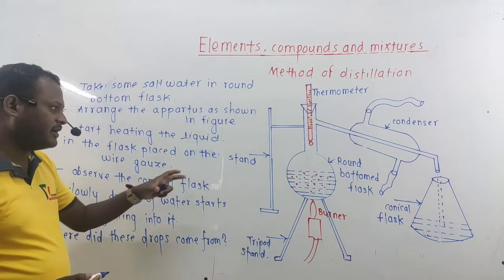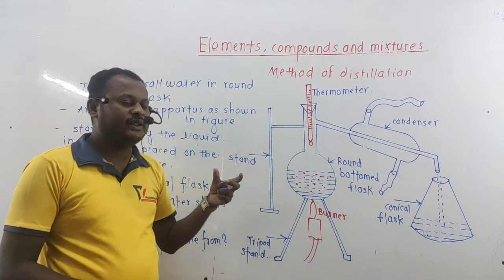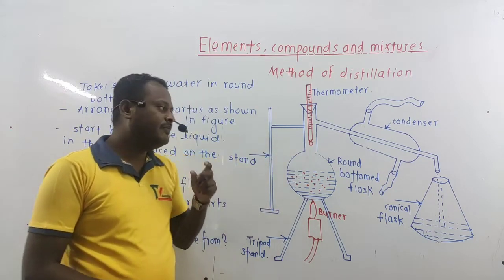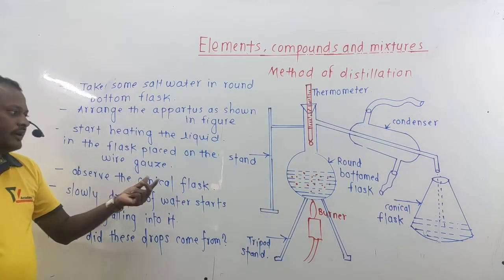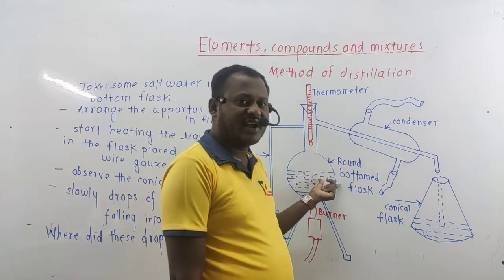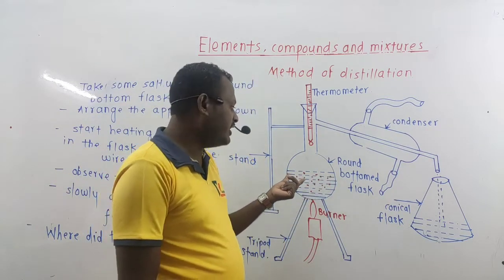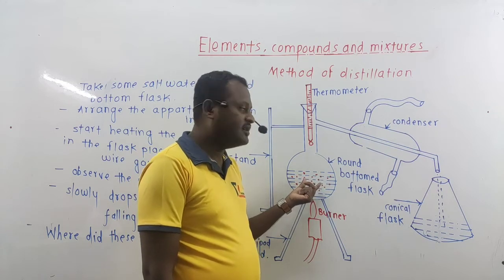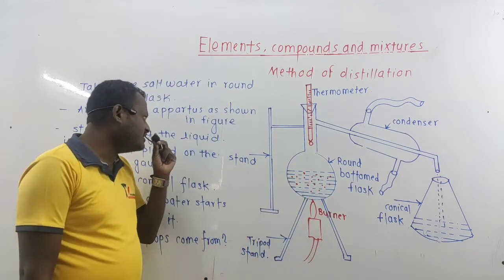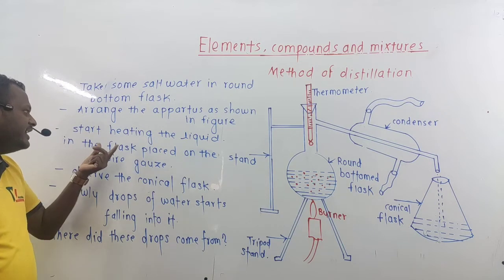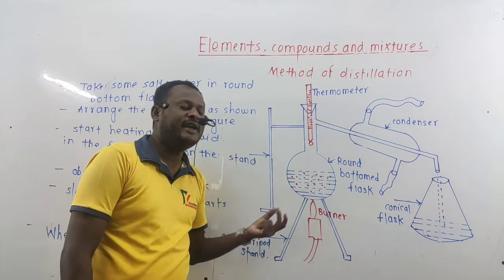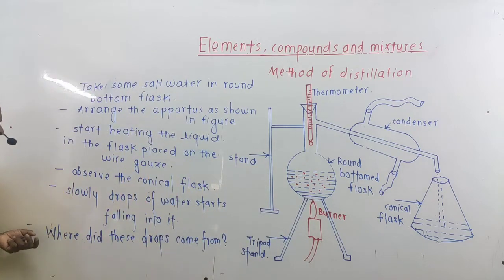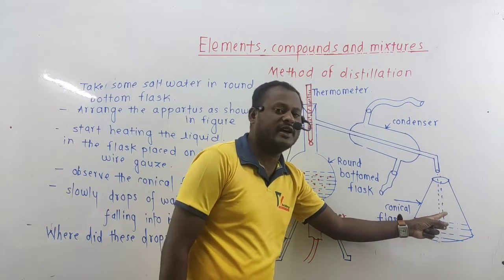तर यामध्ये आपल्याला पाहायचं आहे की जसं सेटअप केलेलं आहे या ठिकाणी त्या पद्धतीनं आपल्याला सेटअप करायचं आहे. आणि आफ्टर दॅट आपल्याला राऊंड फ्लास्क मध्ये साल्ट वॉटर घ्यायचंय. We have to take the salt water in round bottom flask and arrange the apparatus shown in figure. Start heating the liquid. आणि या लिक्विडला आपल्याला बर्नरच्या सहाय्याने हिटिंग करायचंय. Observe the conical flask. आणि त्यानंतर आपल्याला कोनिकल फ्लास्कला ऑब्झर्व करायचं आहे.